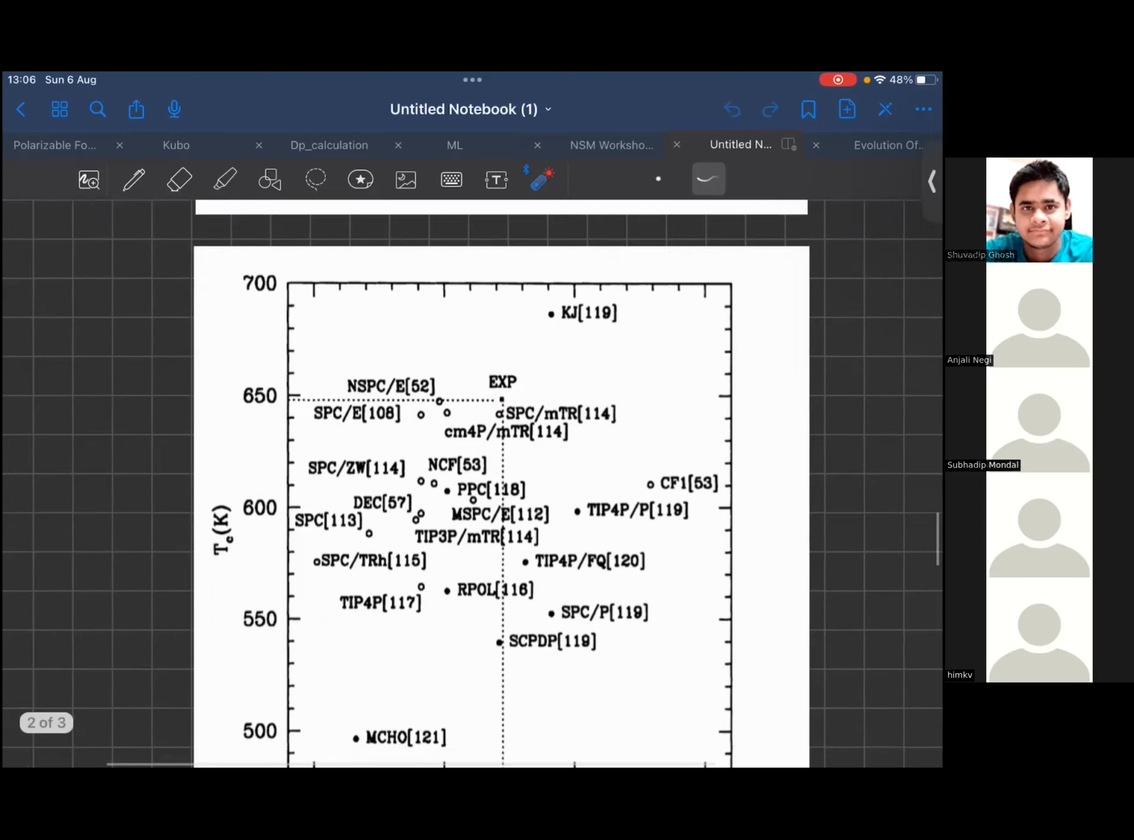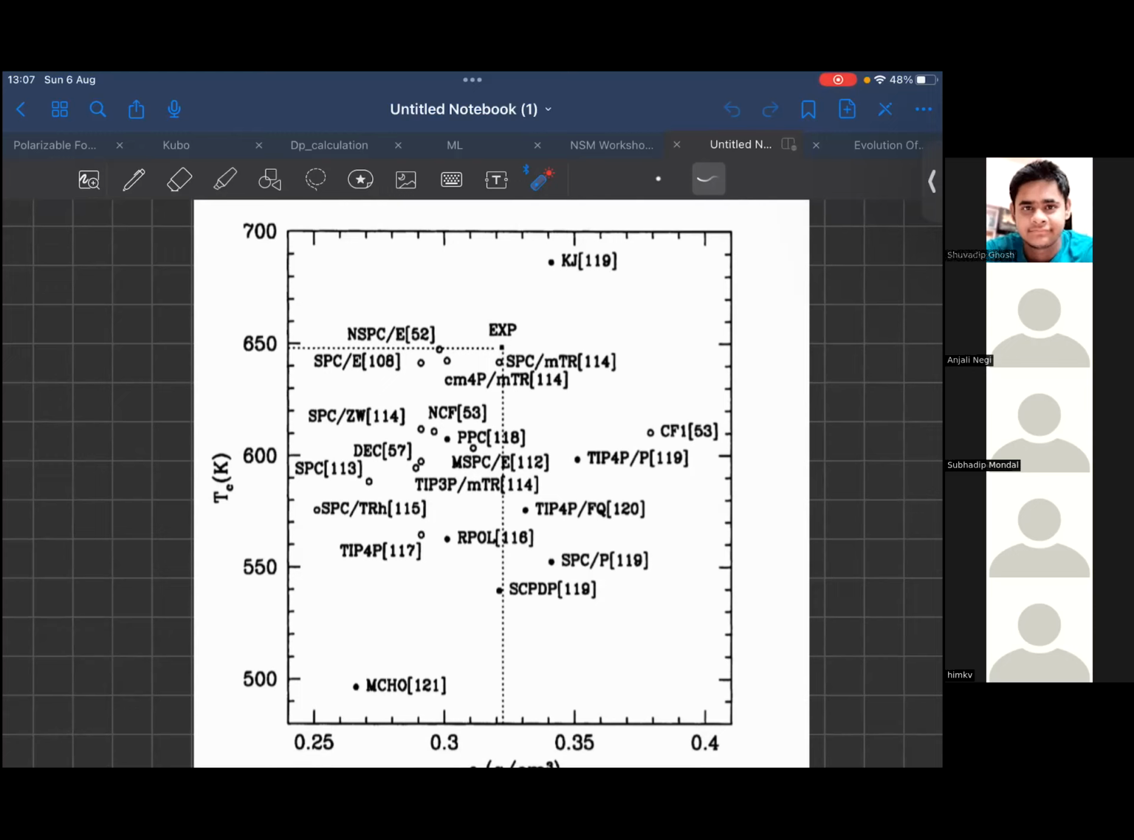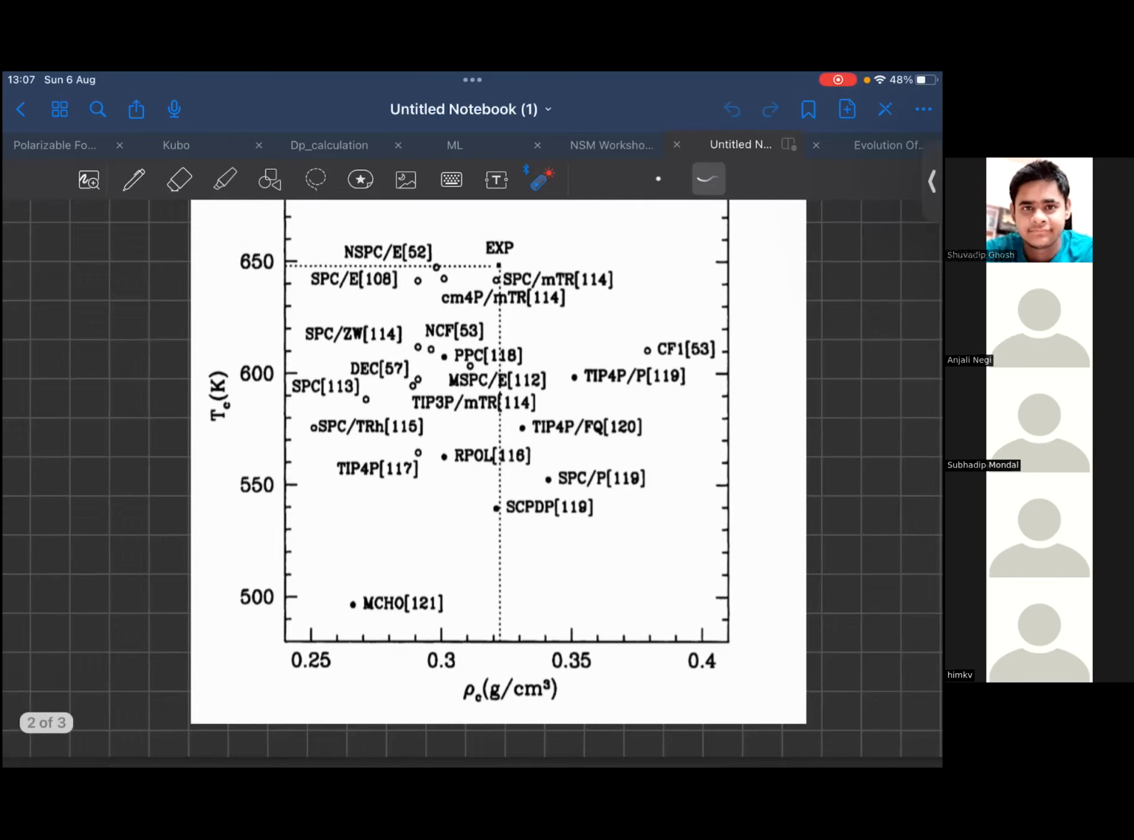If you see the experimental value, these water models are distributed, not only in one region. These results are very scattered for the water models. No water model can produce this exact critical temperature value of water. These are a few tests people do for testing their water model.